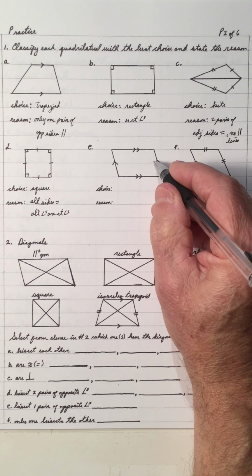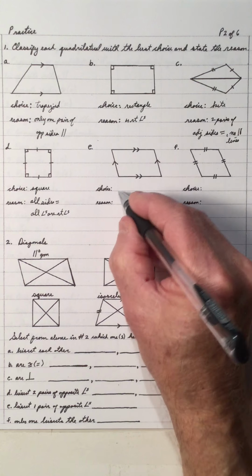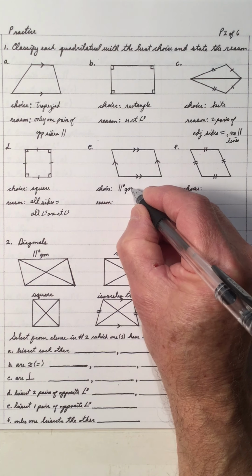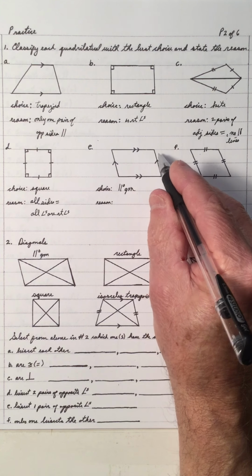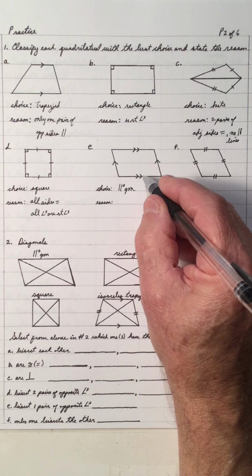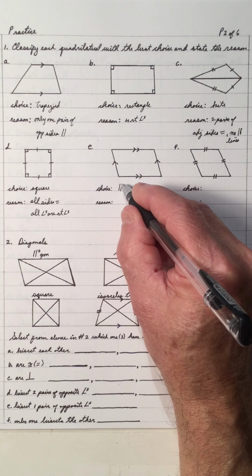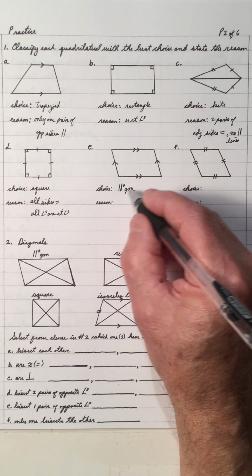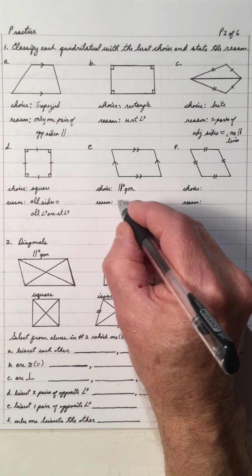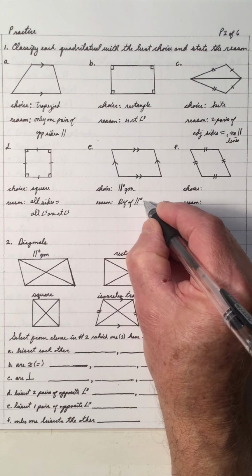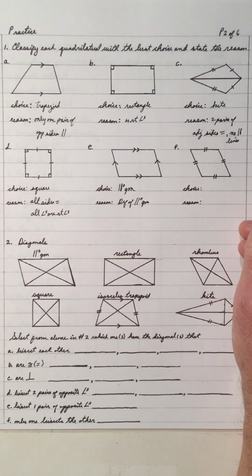And E, we have opposite sides parallel, so the best choice here is a parallelogram. We do not know about opposite sides being equal. We don't have any right angles, so it's not a rectangle or a square. And we don't have all the sides equal, so it's not a rhombus. So the reason is the definition of a parallelogram, which is opposite sides are parallel.